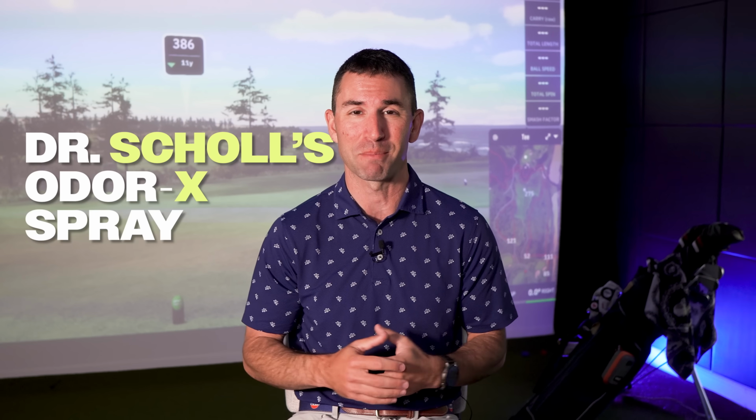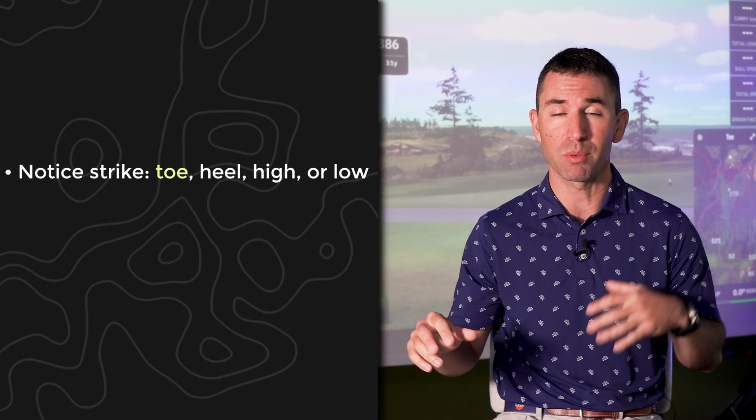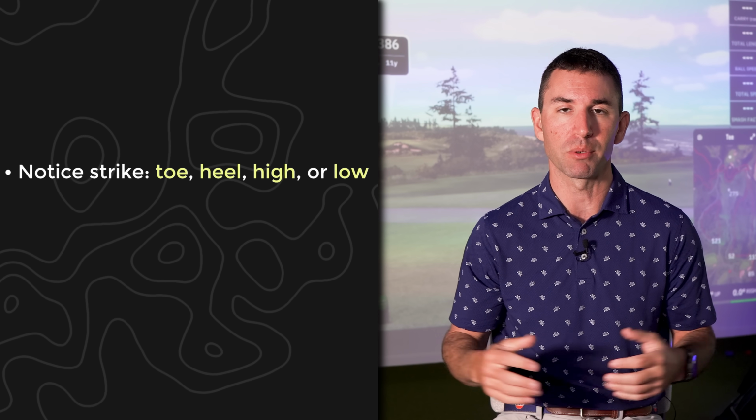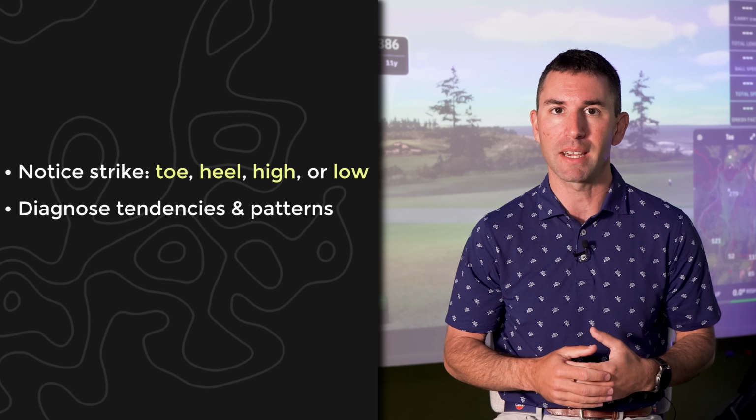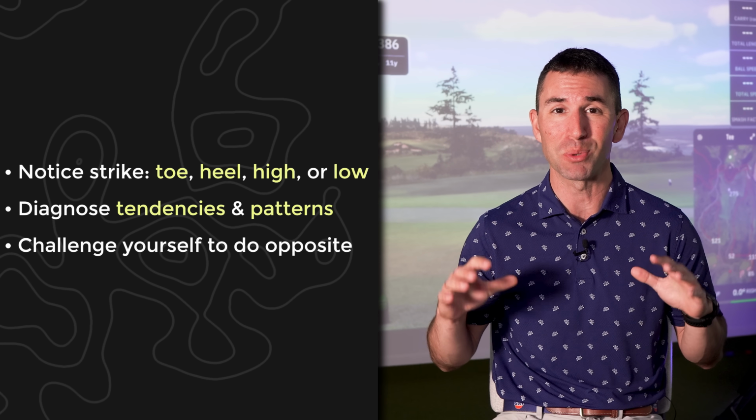You've heard me say it a million times, but get yourself a can of Dr. Scholl's Odorex spray. Spray the face of the club when you practice and start to visually see where you're making impact. And then make the connection in your hands. Was that strike more towards the toe or the heel or even higher or lower on the face? Then start to diagnose your tendencies and look for patterns and challenge yourself to do the opposite.